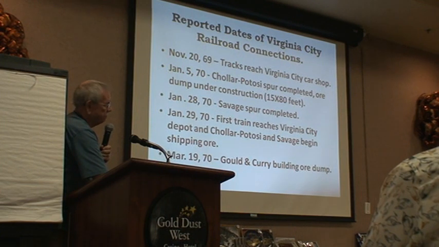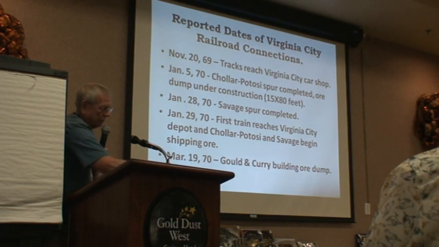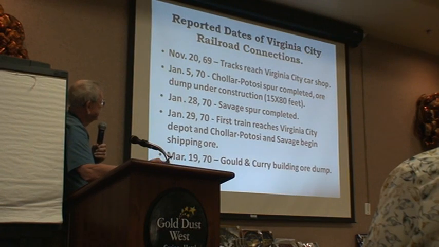Took them till January 5th to get to the Collar Potosi, which was the first mine in southern Virginia. It took them almost another 3 weeks to get to the next mine, and it took them till January 29th to get a passenger train to the Virginia City depot location. And about that same time, these two mines began shipping ore. And about 2 months later, the Golden Curry, which is the mine right next to the old depot, began to load ore as well. So it took them quite a while, actually, to get revenue trains out of Virginia City, simply because they didn't get there.